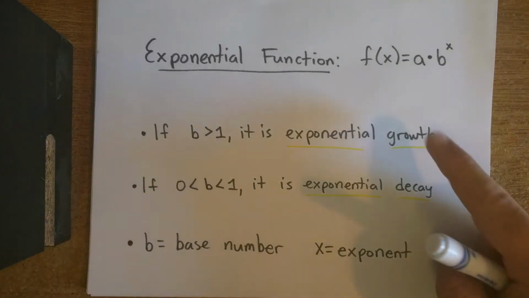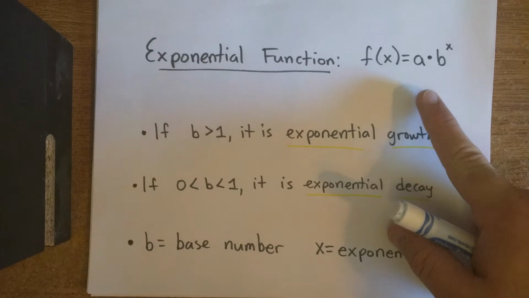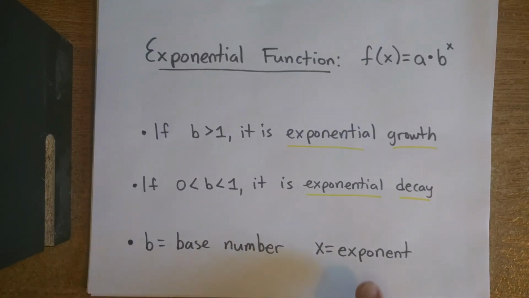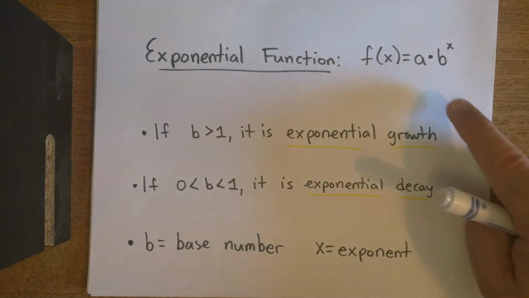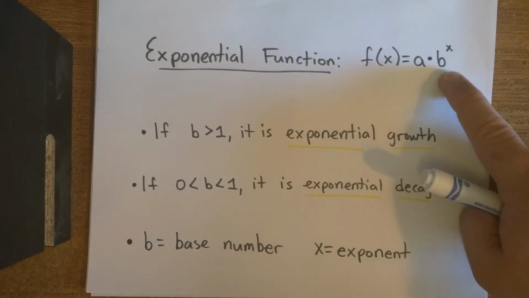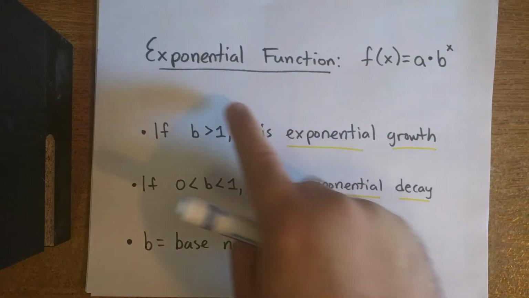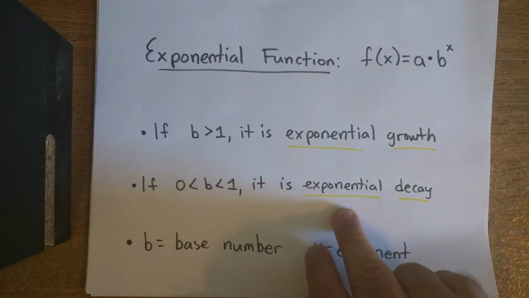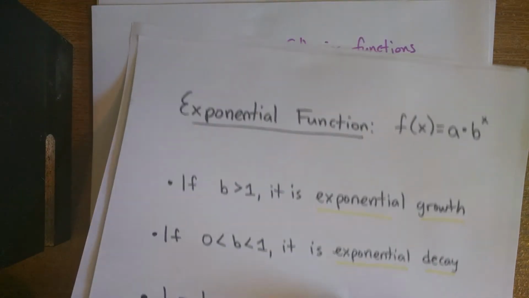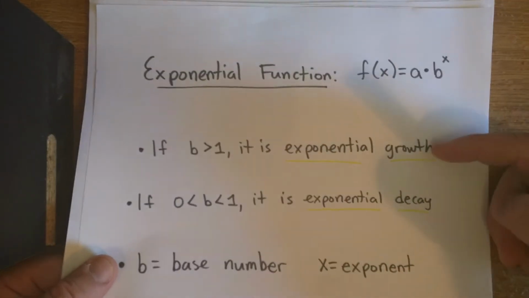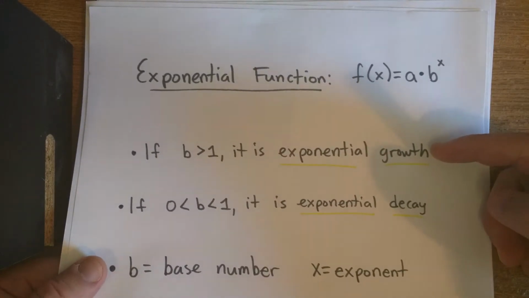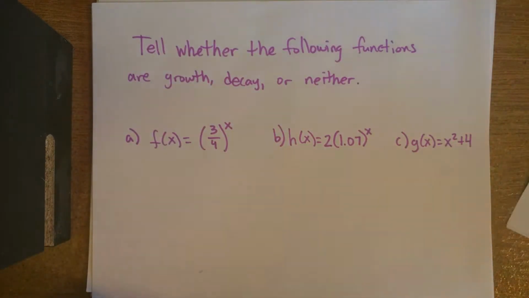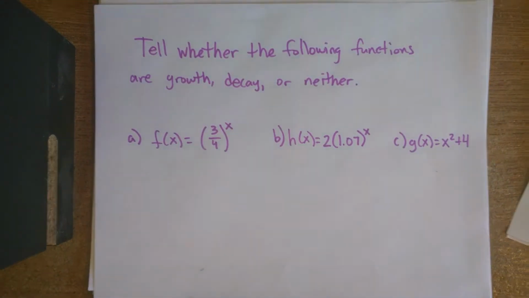Now, a is just a number, and so is b, but b is what we call your base number, and then x is your exponent. So this is not b times x, this is b to the power of x. That's why they call it an exponential function, because your variable x is in the exponent. So let's keep these rules in mind, because on the next paper, we're going to see how to answer if something's a growth or decay function. So go ahead and copy these down real quick.